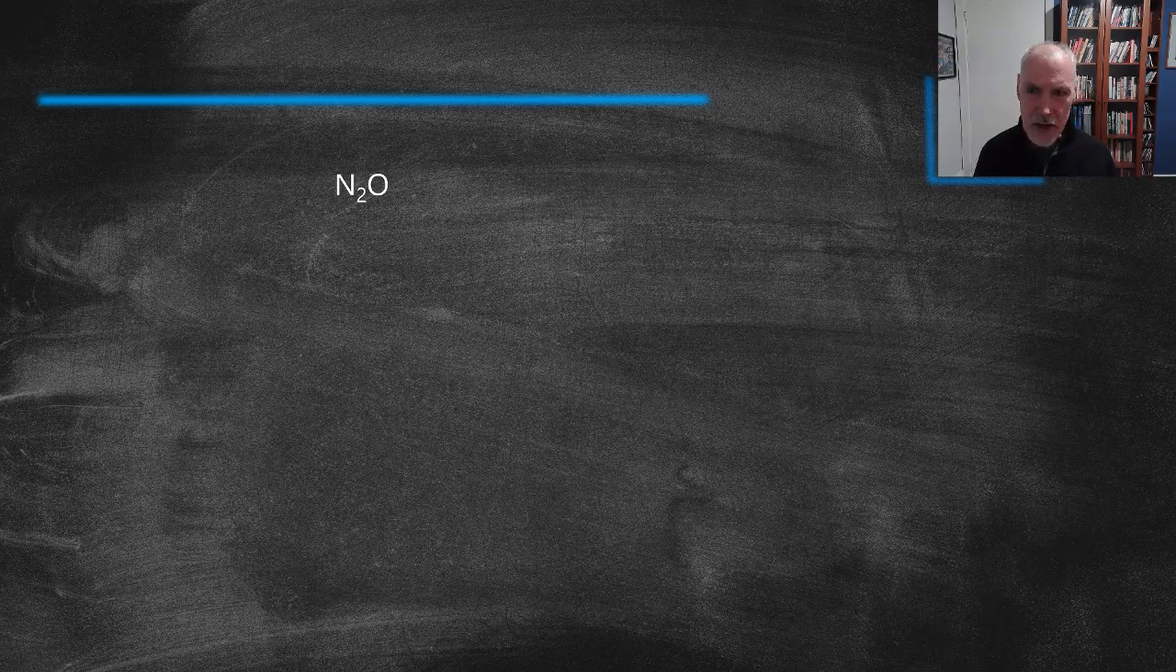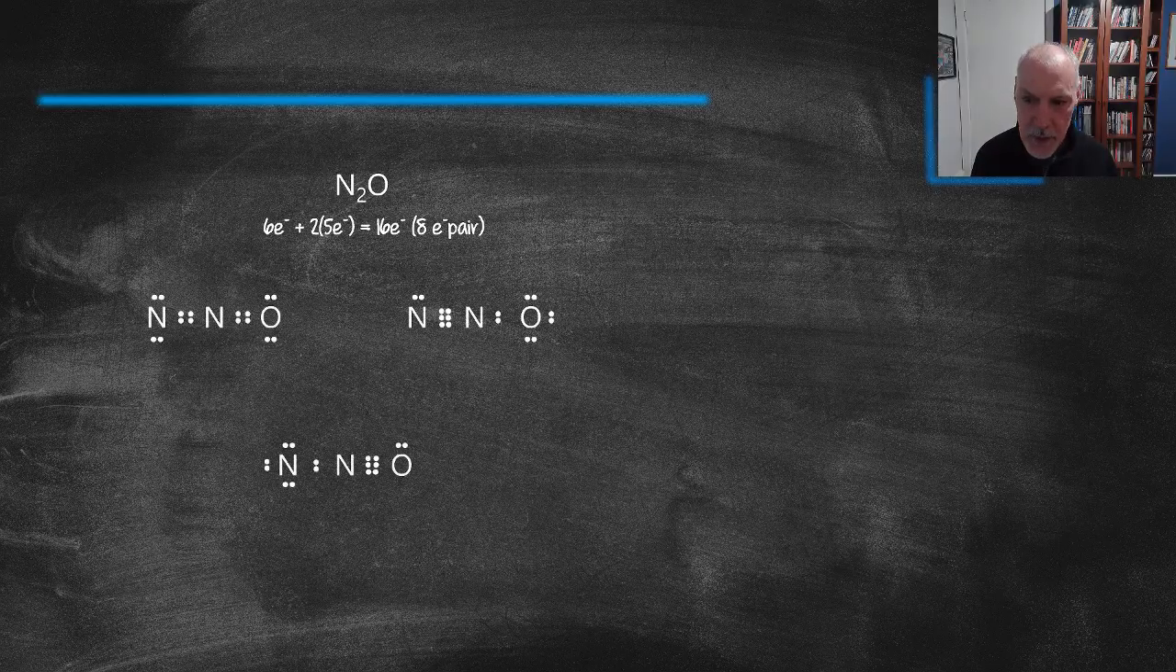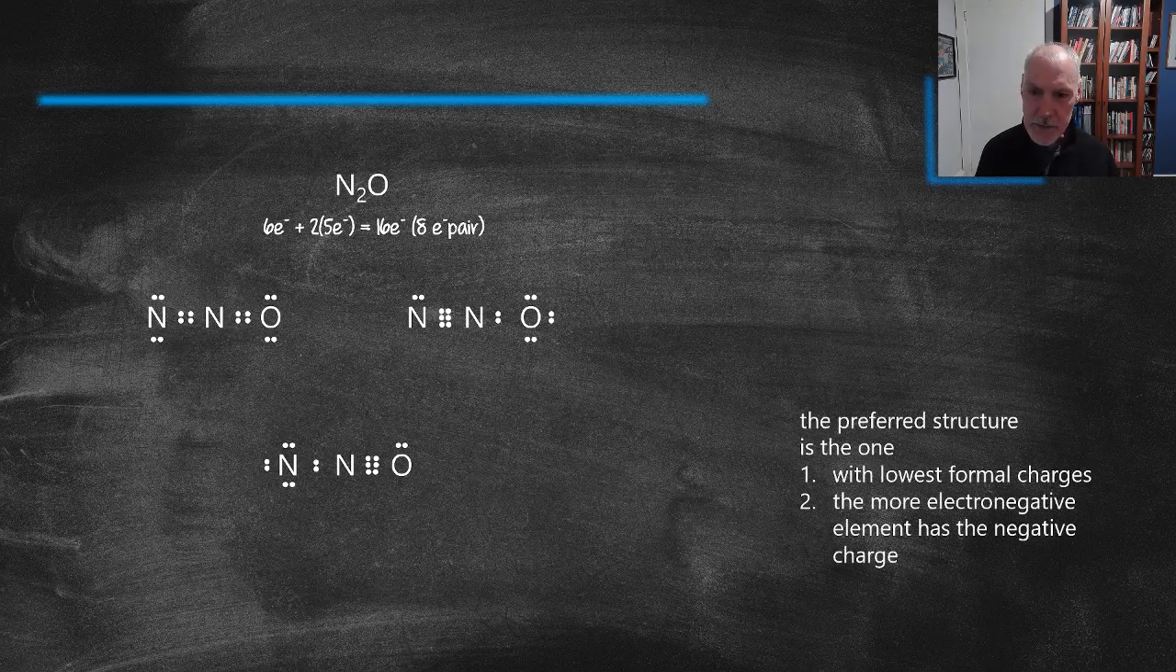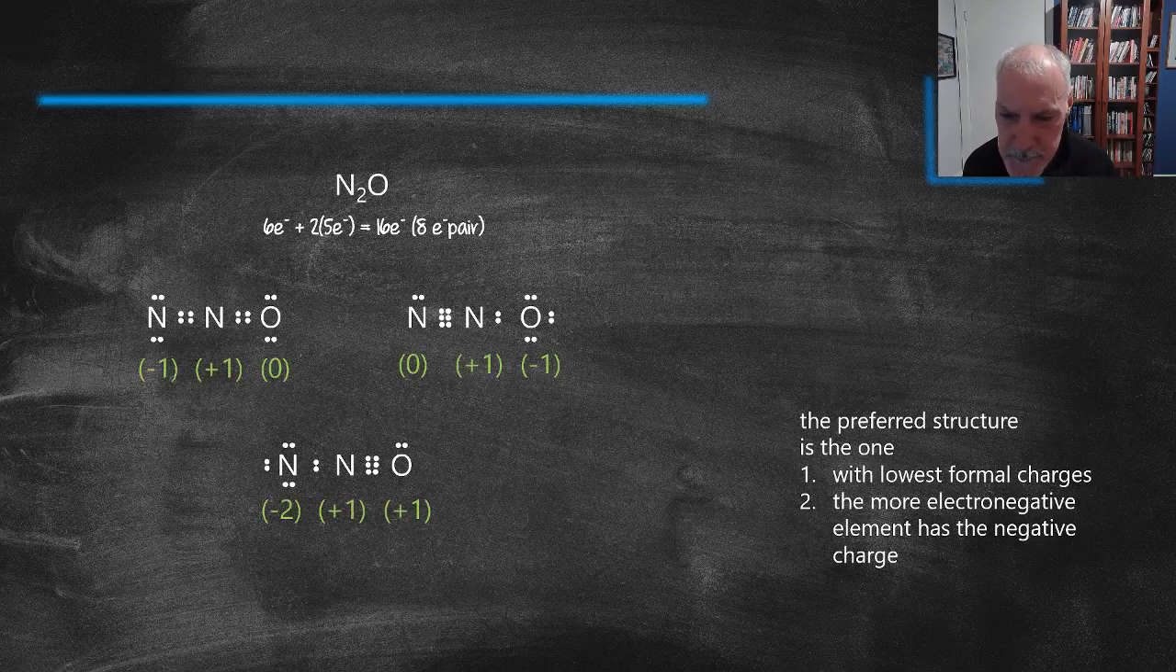Consider dinitrogen oxide. It has 8 pairs of electrons. We can now go ahead and draw some possible structures that fit this. And here are 3 possible structures. I want to determine now the formal charges of nitrogen and oxygen in each of these molecules. I won't go through each one individually, but just give them to you. So again, the one with the lowest formal charges is preferred.